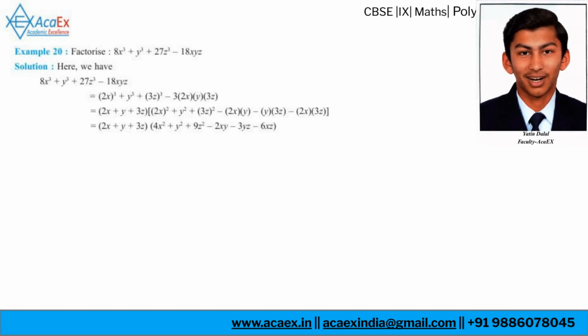Example 20. Factorizing with identity 8. Problem. Factorize 8x cubed plus y cubed plus 27z cubed minus 18xyz. Solution. This expression can be rewritten as (2x) cubed plus y cubed plus (3z) cubed minus 3(2x)(y)(3z). Using identity 8, this factors to (2x plus y plus 3z) times (4x squared plus y squared plus 9z squared minus 2xy minus 3yz minus 6xz).